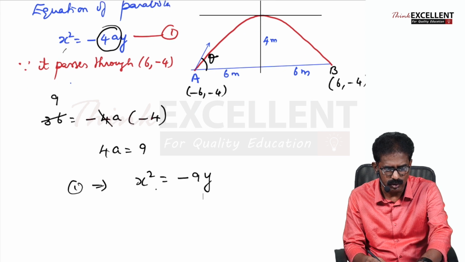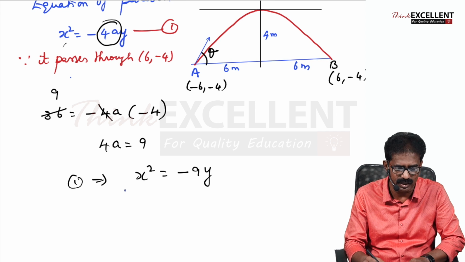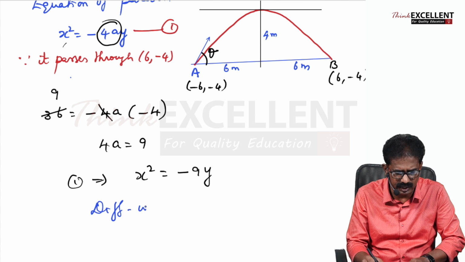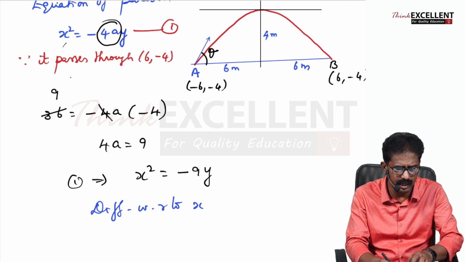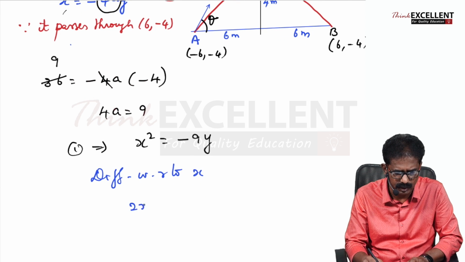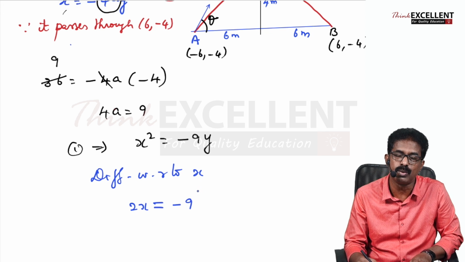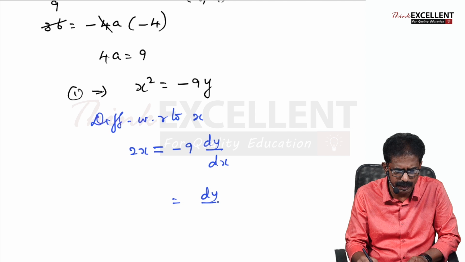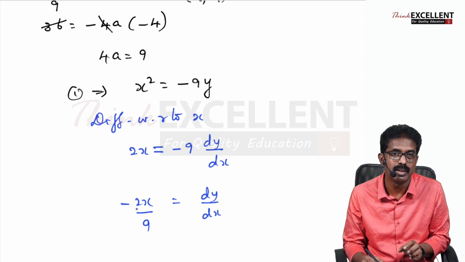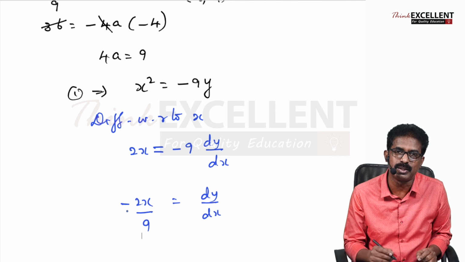So what you do, you find the slope of this curve. Already I said, if the curve is given, you find dy by dx, right? So differentiating this with respect to x, it is in implicit form. So x square derivative is 2x, equal to minus 9 into y derivative, dy by dx. So from here you find dy by dx. So dy by dx is minus 2x by 9. So dy by dx is slope in general at x, y. But we want slope at a specific point. Where? At the point of projection, at the starting point.